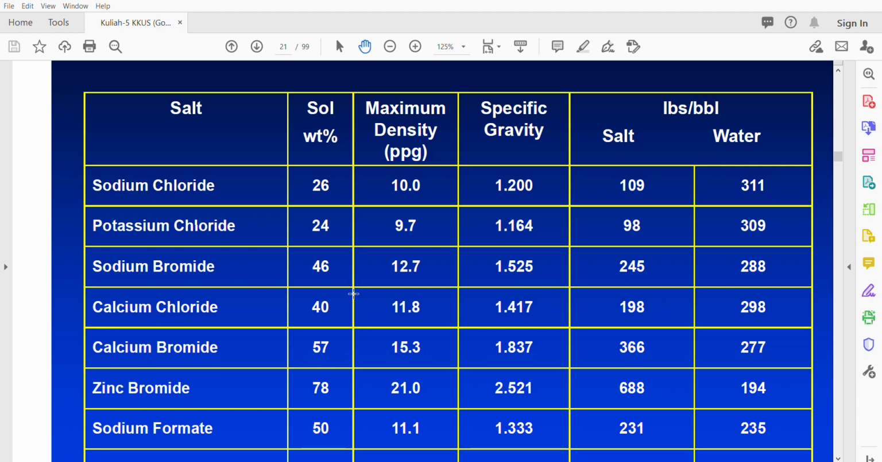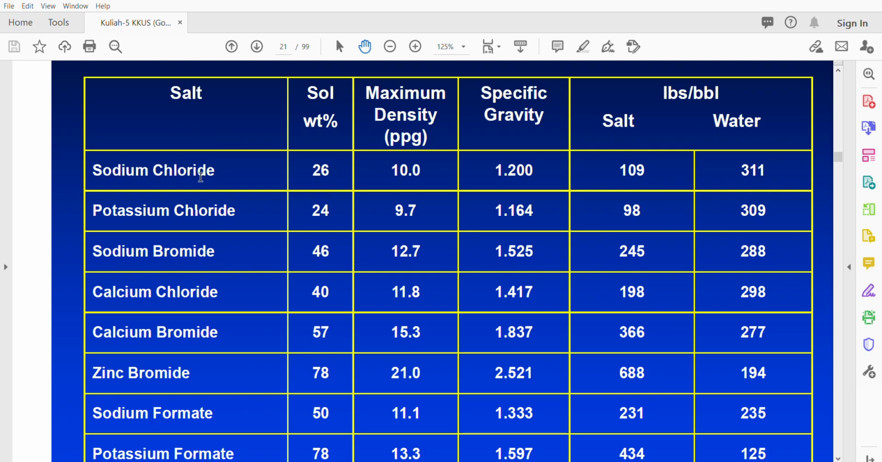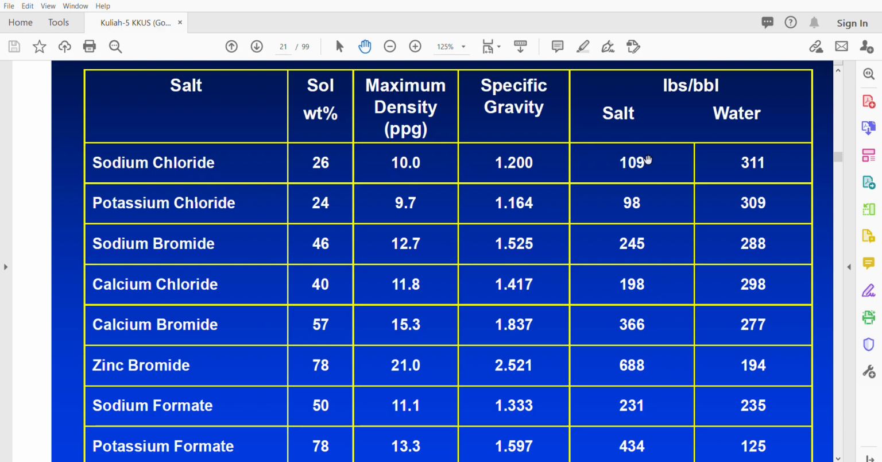And so this is the density or the specific gravity, and the salt and water content of each type of brine. So this is an example, sodium chloride. The salt is less than the water, as compared to potassium formate, where the salt is higher than the water.